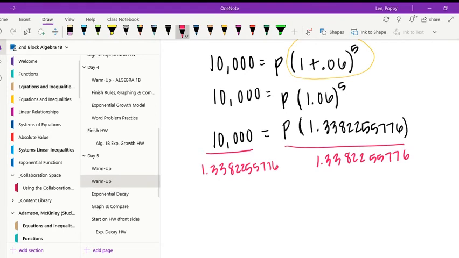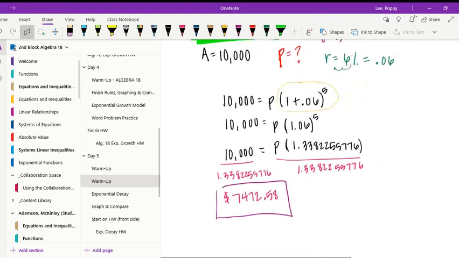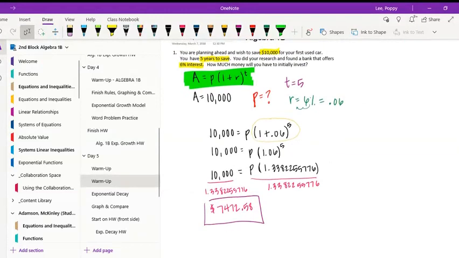So on my calculator, I'm going to take the 10,000 and I'm going to divide by 1.3382255776, and I'm going to get 7472.58. We're going to go ahead and round that to the nearest cent. And that's how much money you would want to invest at the beginning in order to keep it in a bank account, not touch it, earn 6% interest, and have that $10,000 for your car in 5 years.